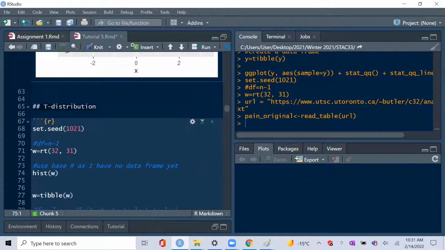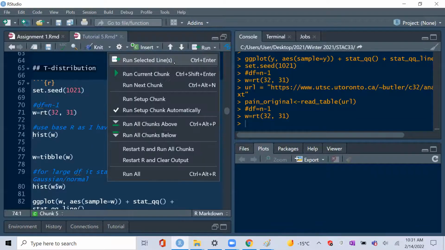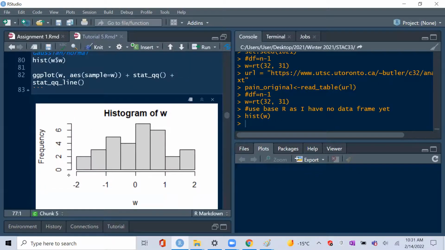Okay, so I'm going to run this. Now let's look at the histogram. It looks like this. You can see that it's still centered at 0, but it's flat, right? You can see that it's sort of flat, whereas this would not be true for standard normal. If you look at the normal distribution, it would look a lot more tight instead of flat, right?